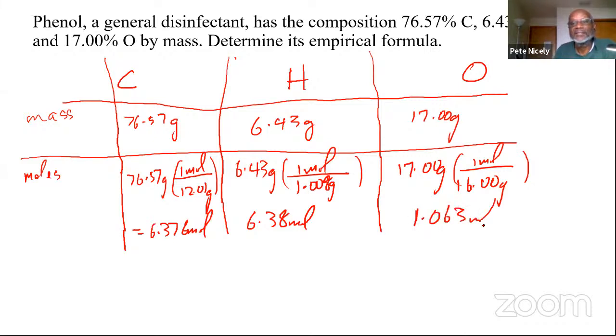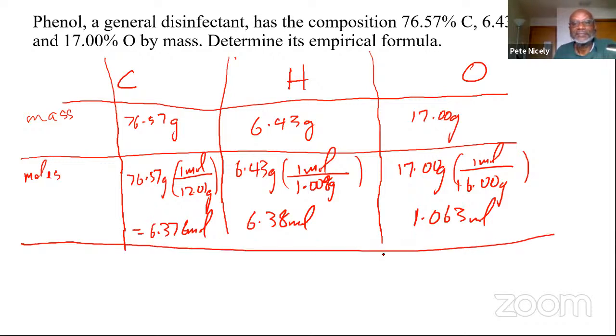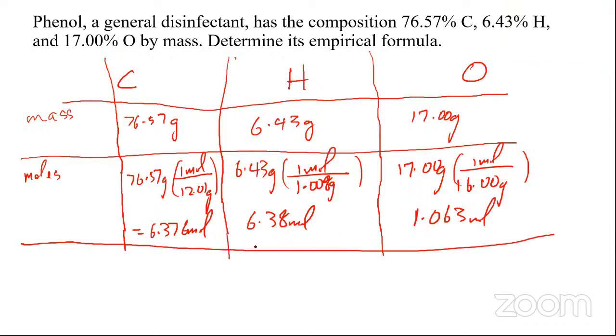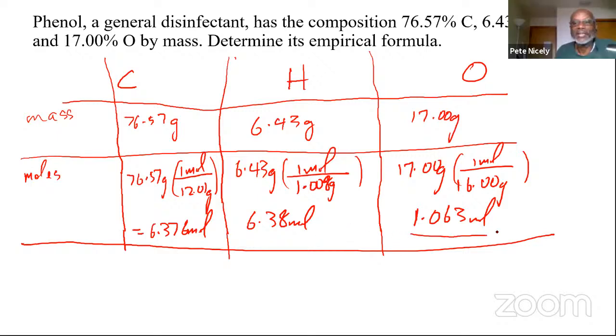1.063 moles, all right? So the next step would be what? Divide by your lowest. The lowest is this one right here, so you're going to divide right through by 1.063 moles. Obviously you're going to get 1 here since you're dividing it by itself.